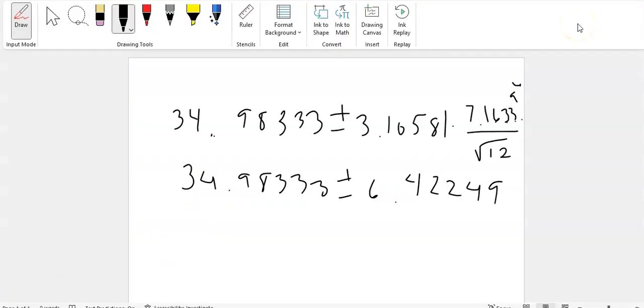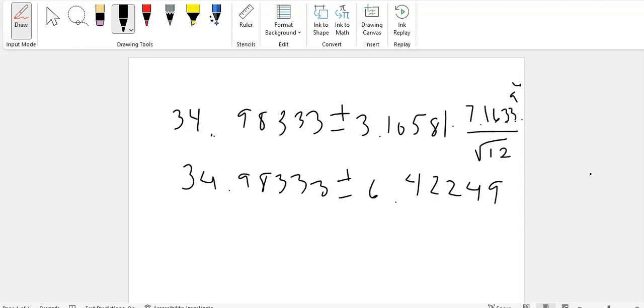Since it sort of disappeared on me, I just recopied the computation right here. So when I put 3.10581 times 7.163396 divided by the square root of 12 in my calculator, I get 6.42249. So now we're ready for our final calculations.